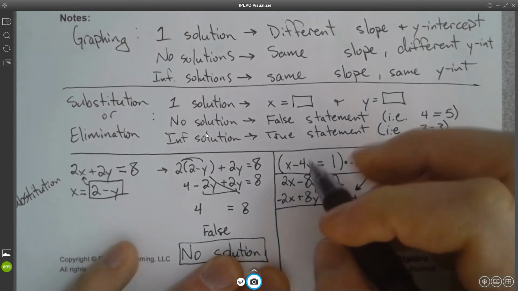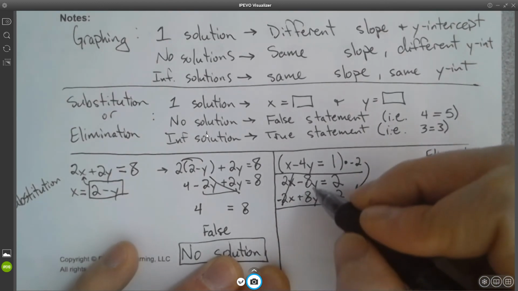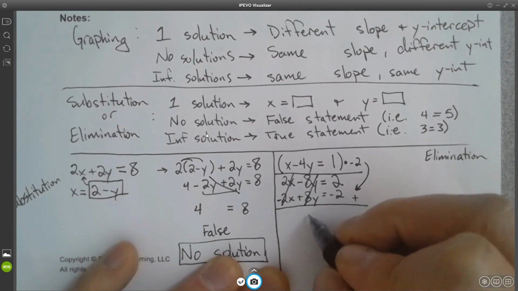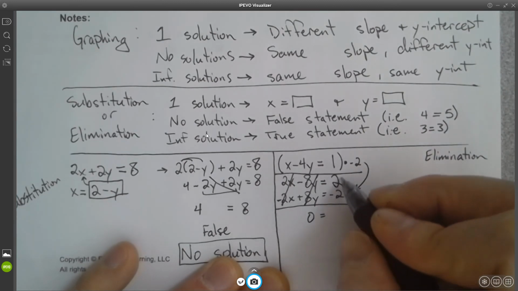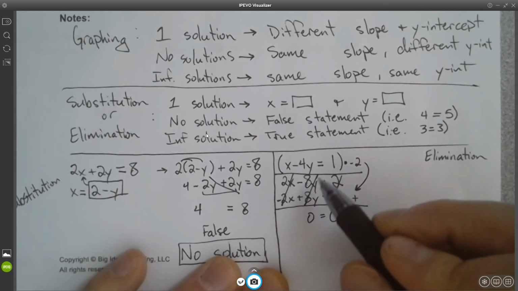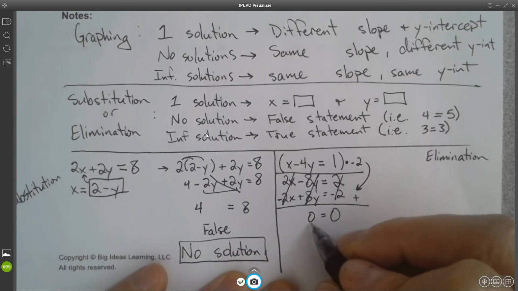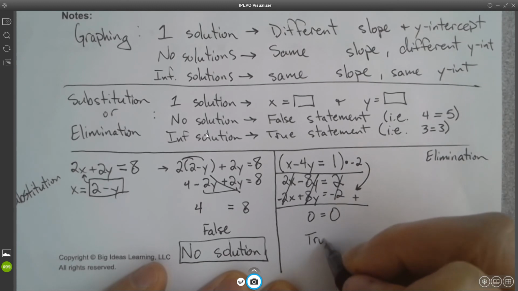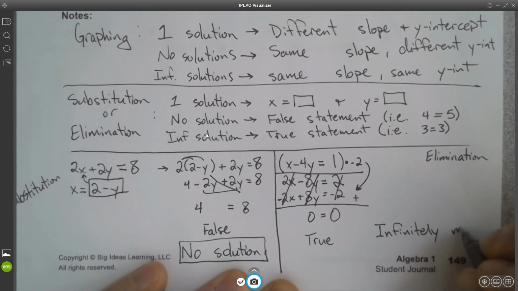2x plus negative 2x makes 0. Negative 8y plus 8y also makes 0, so I have 0 on the left side. And 2 plus negative 2 also makes 0. So all of my variables canceled. Now I'm thinking, is my statement true or false? Well, 0 equals 0. That is a true statement. So therefore, this system has infinitely many solutions.